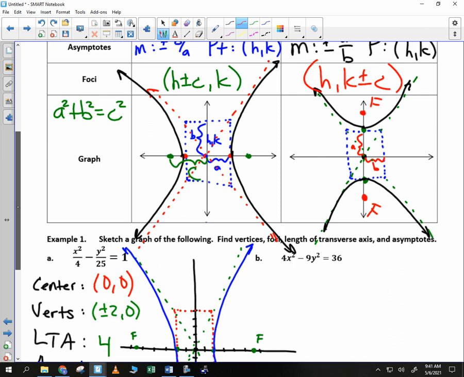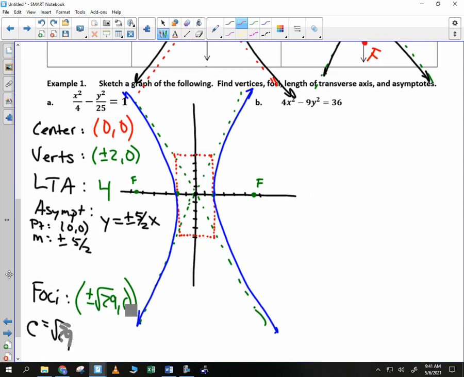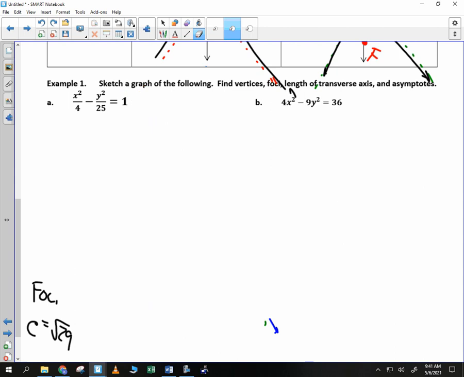We good? Okay, let's do our last two examples. Get rid of this. We'll do that example, do one that's shifted on the other side. Okay. What do I do? Divide by 36. Good. It must be set equal to 1.